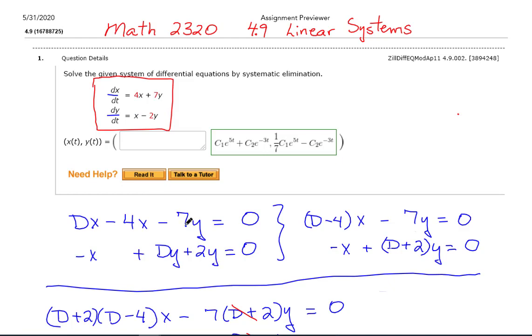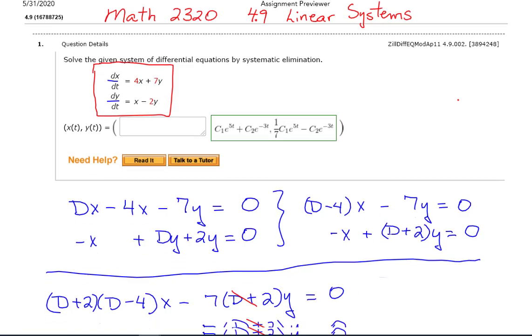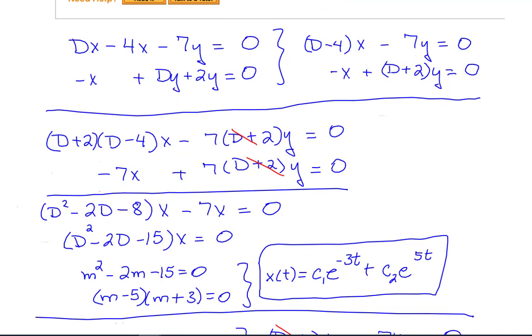Next, I want to group together the things with x's in it. So this is really D minus 4 times x minus 7y equals 0, and on the second equation, taking out the y, I've got a D plus 2. So now I think of this as a system of two equations and two unknowns, where the unknowns are x and y.